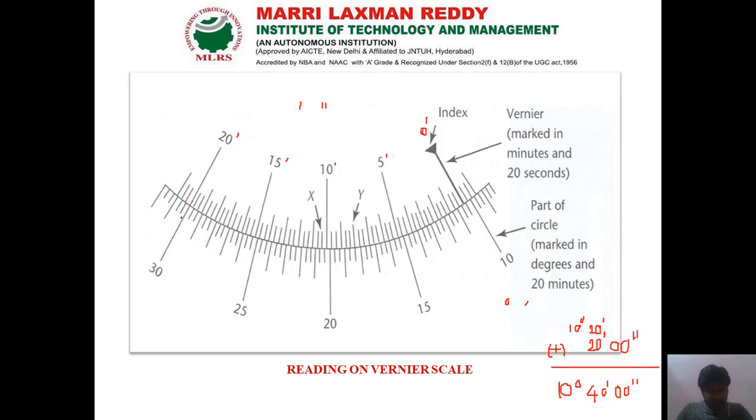Okay, instead of this line, if this line is joined or exactly oriented, then what should I have to take? 10 degree 20 minutes plus 20 minutes 20 seconds I have to take, so that my angle becomes 10 degree 40 minutes 20 seconds. Okay, so this is the way we have to read the Vernier scale. Whether it is in the horizontal plane or the vertical plane, whatever it may be, this is the way to read the Vernier scale readings.